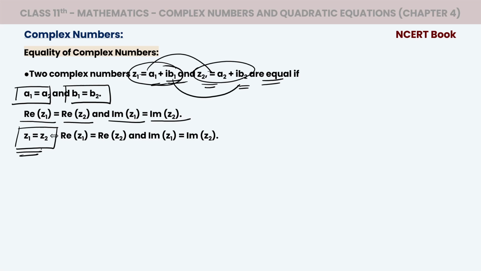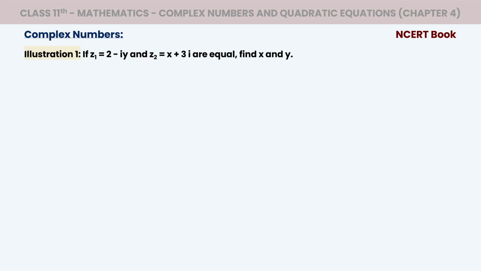Then we will say z1 will be equal to what? z2. The real part of z1 equals the real part of z2 when both of these are equal. When both of them will be what? Equal, right? Clear? Now here, if we have a question, z1 is given as 2 minus iota y, and z2 equals x plus 3 iota.